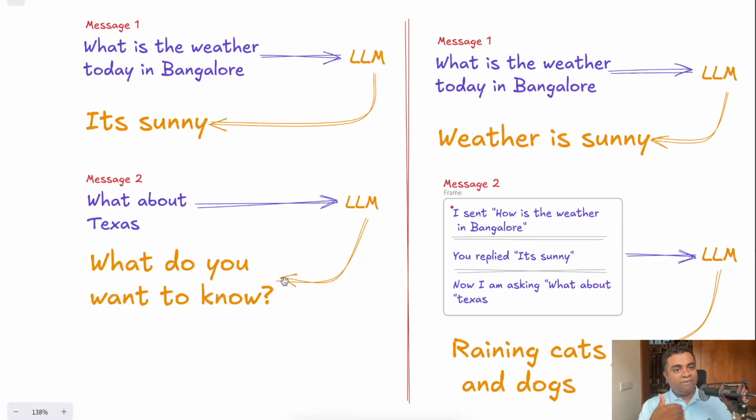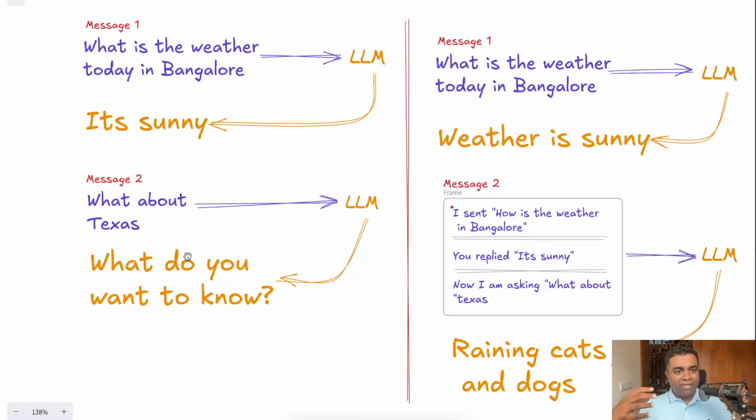As humans, we link these two things together. Now I just asked it about weather in Bangalore. So now when I say, what about Texas? Am I not asking about the weather in Texas? That's what we understand. But then for an LLM, message 1 is a separate call, exclusive. Message 2 is another call. It has already forgotten about message 1. It's a new conversation that you're having with LLM.